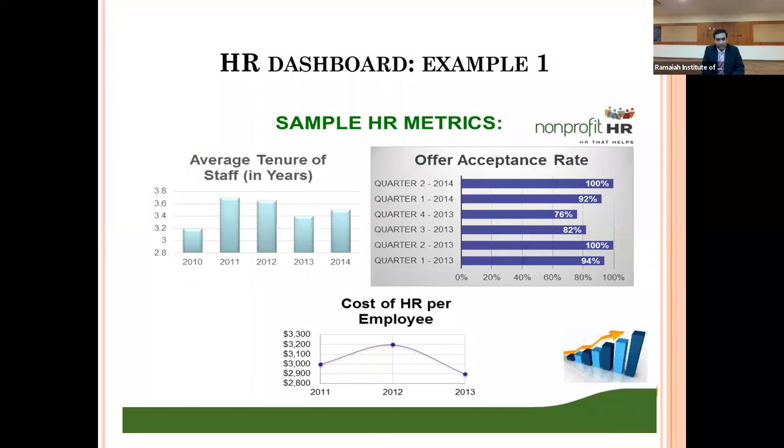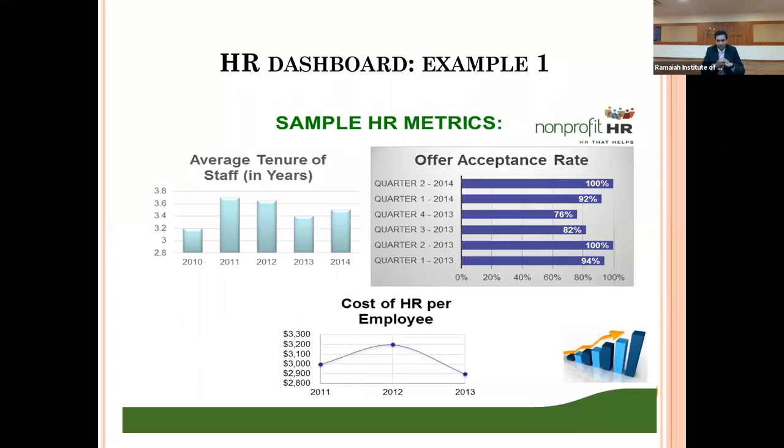The last segment of my HR analytics is all about dashboards. Once the metric is done, we have to see the metric through visualization. That is called a dashboard. The human mind has a power: to make very effective decisions, the moment you see things in a visual representation. Just kindly see the screen. Sample HR metrics: average tenure, offer acceptance rate, cost of HR per employee. Three metrics, I just kept on one screen.